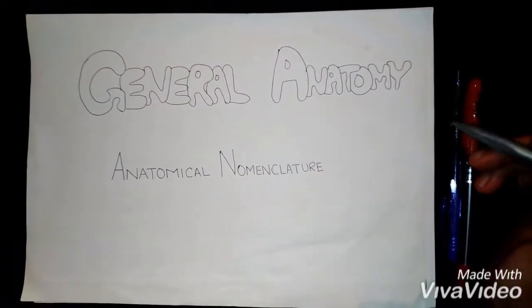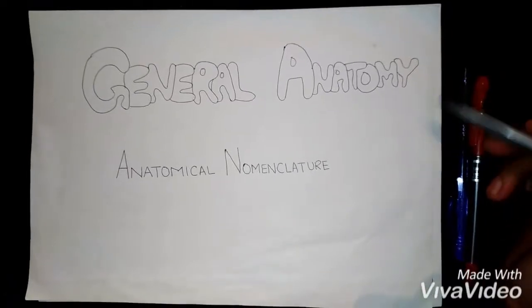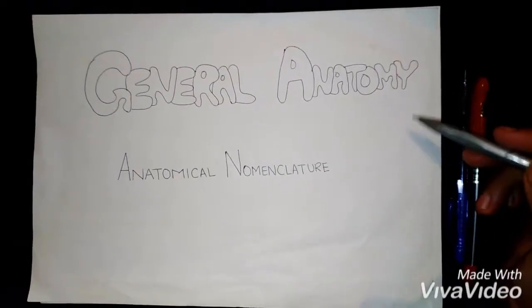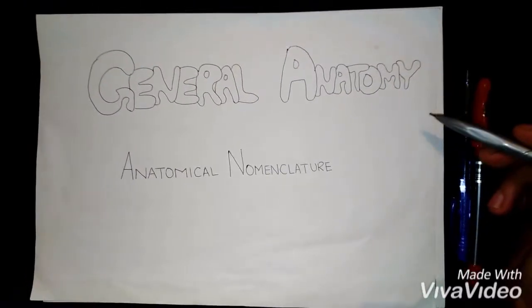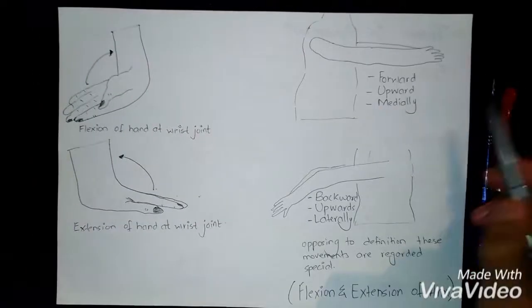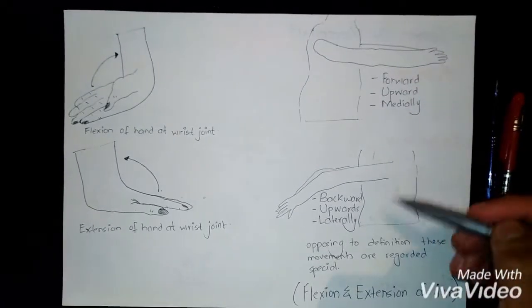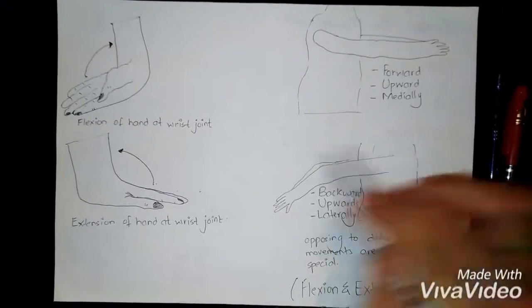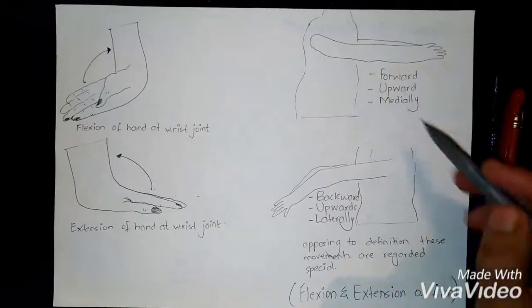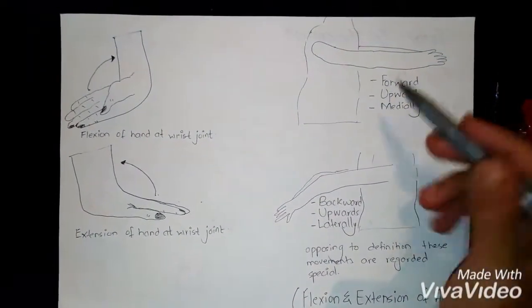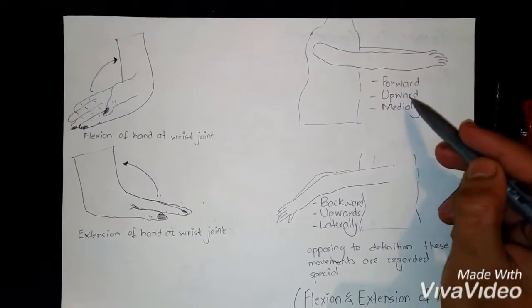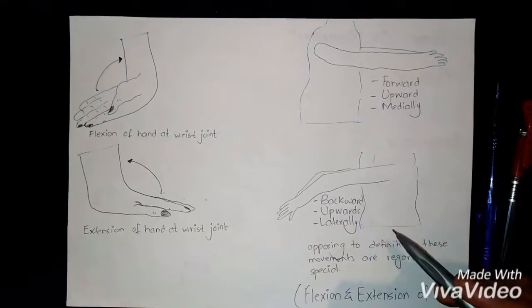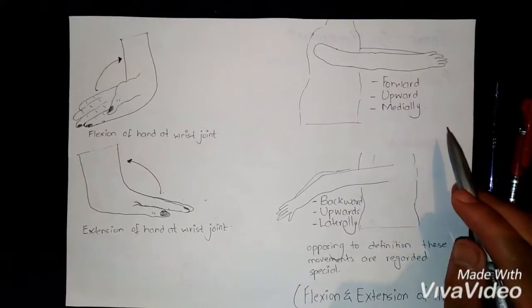We are back again with the series of general anatomy, talking about the anatomical nomenclature, and we studied the related topics to it. Now we will see something about flexion and extension. In the previous video, we talked about the flexion and extension of the head, arm, and the hand at the wrist joint. We talked about the arm, that flexion of the arm is forward, upward, and medially, and the extension is backward, upward, and laterally. Now we will see about the flexion and extension of the foot.